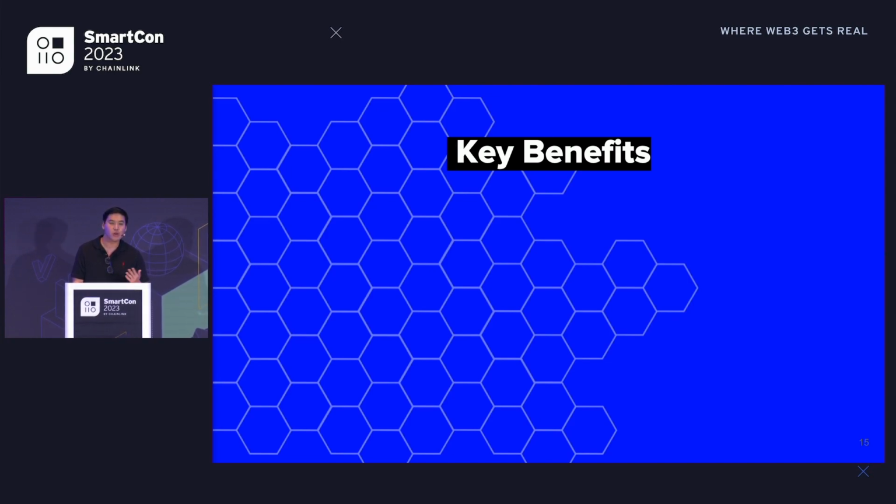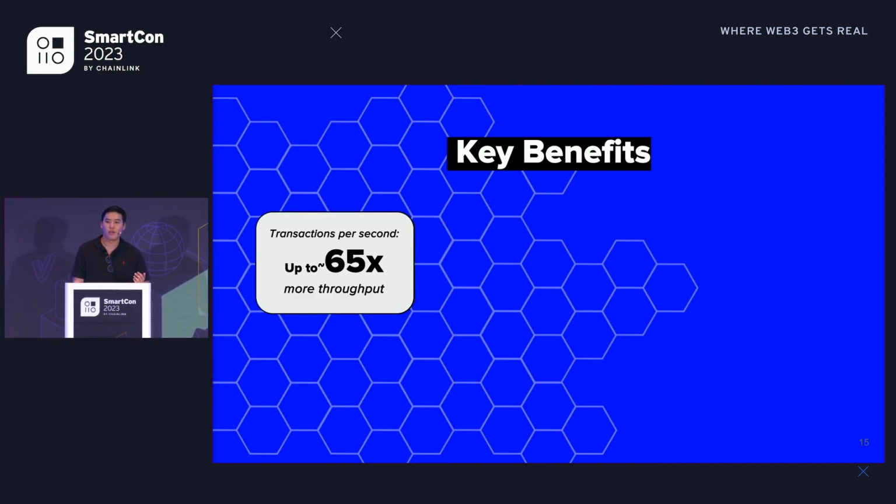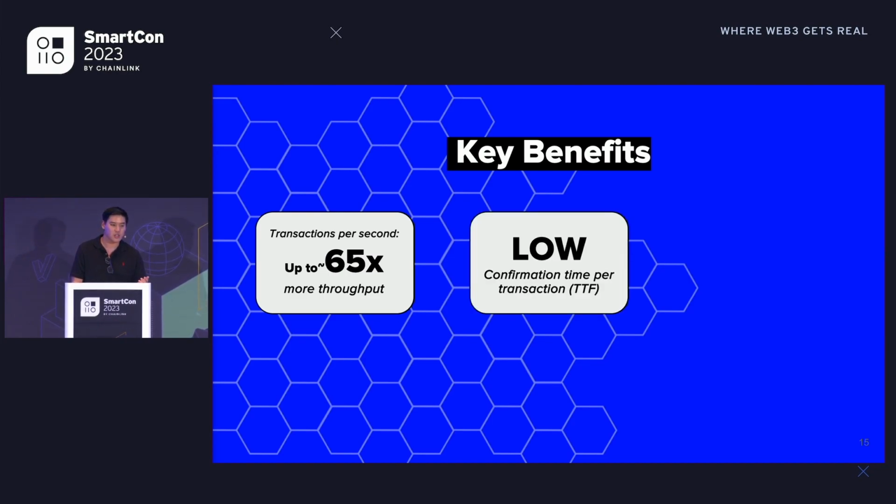So what are the key benefits for this? Well, your throughput can go up to 65 times higher with this new technology, and that's no exaggeration. If you consider the Fantom mainnet at the moment, which has done 30 transactions per second, and you can up that to a couple of thousand, it's very substantial.